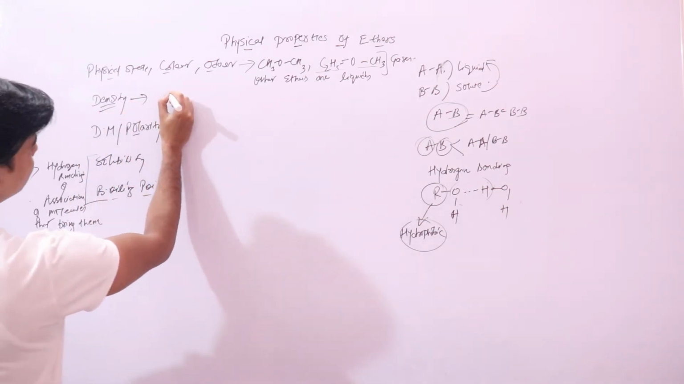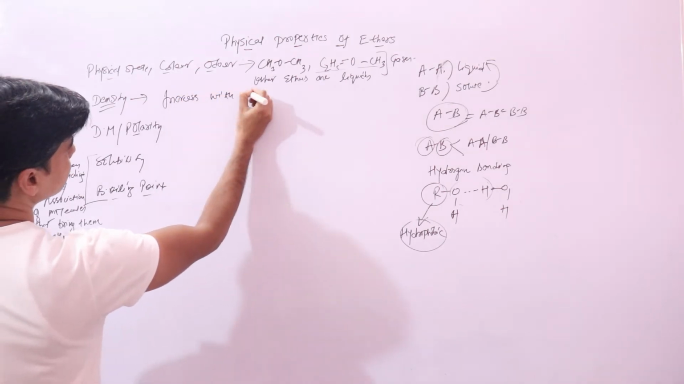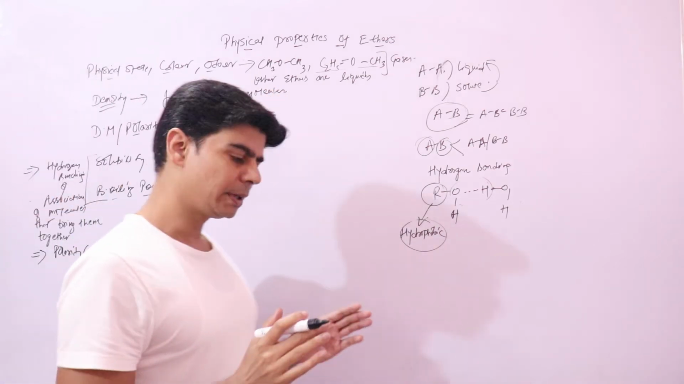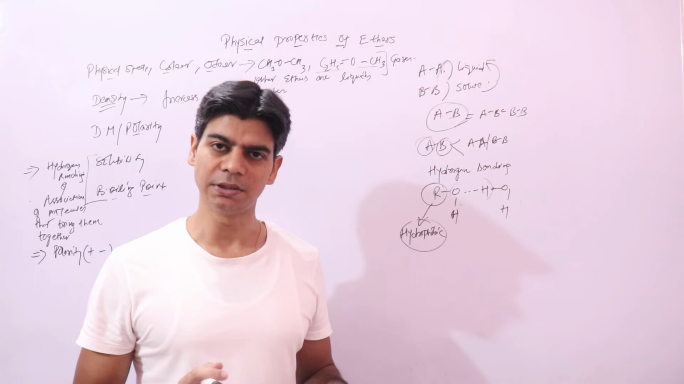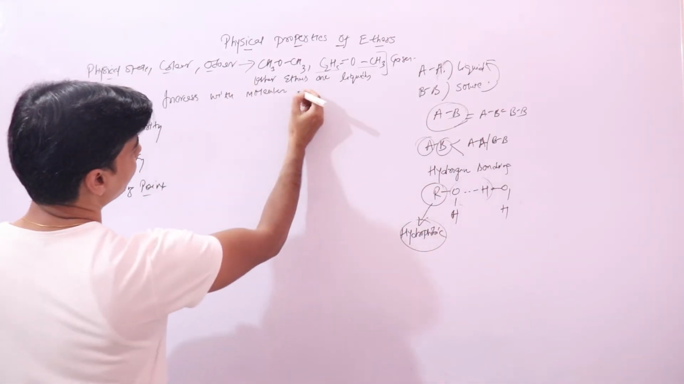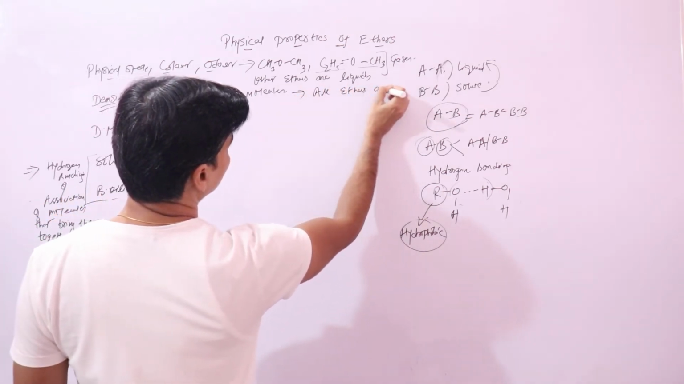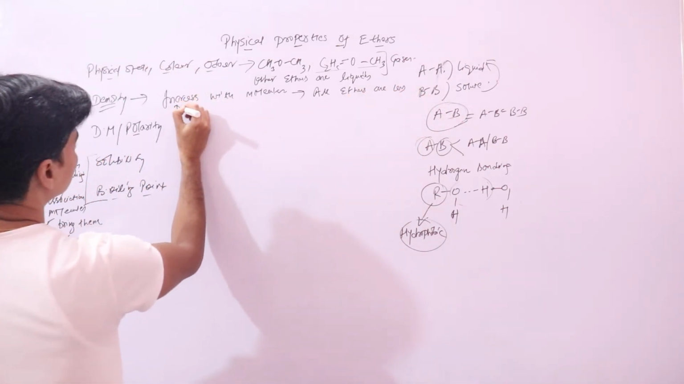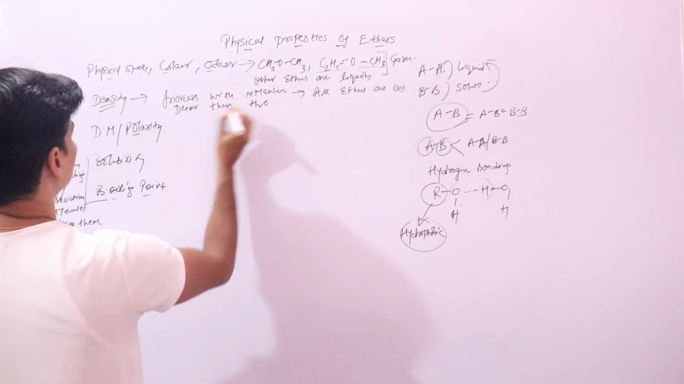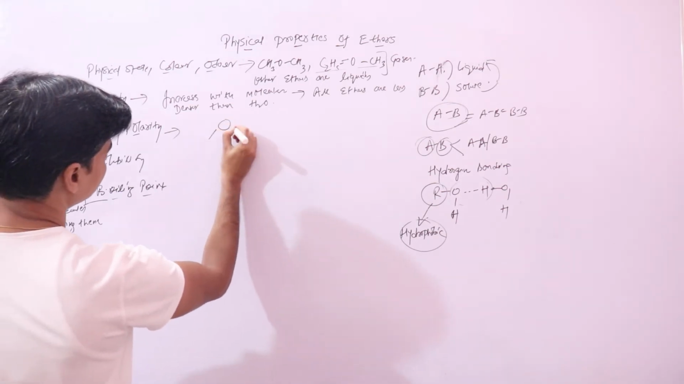Now let's come to the second one, density. We know it increases with molecular mass. So as the molecular mass of ethers increases, their density increases. But all ethers are less dense than water.